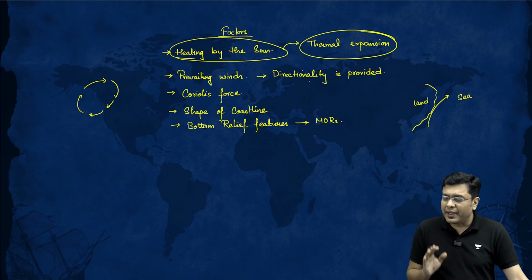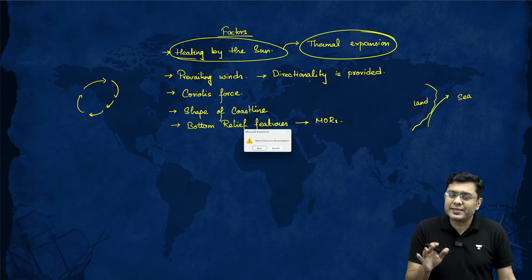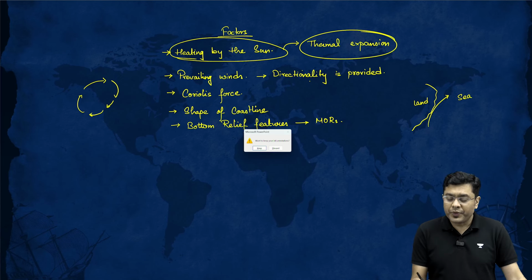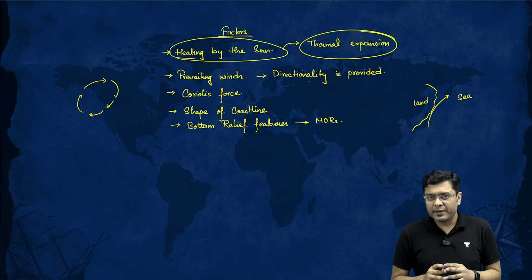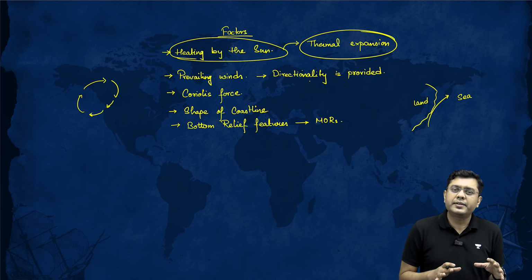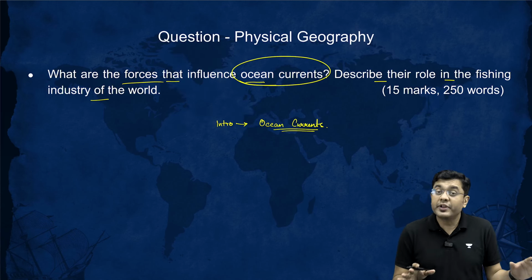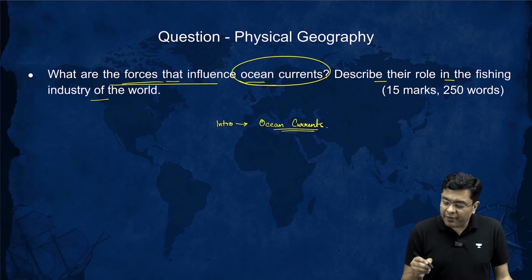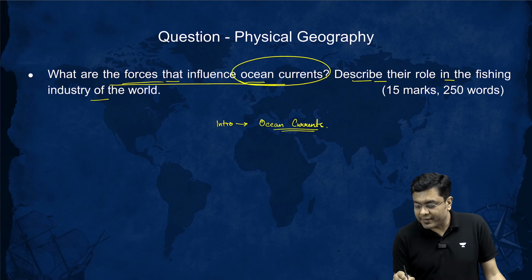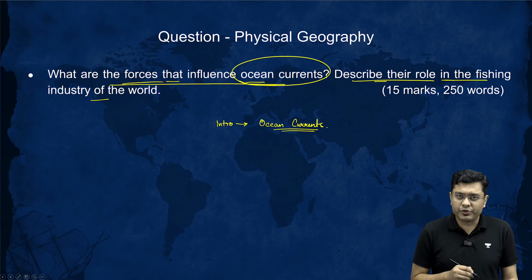Now, once you have done that, you have addressed the main question. Once you have highlighted these, after that you can move on to the second part of the question, because that means you have addressed the main part of the question. After that, go to the second part, that is, describe their role in the fishing industry.